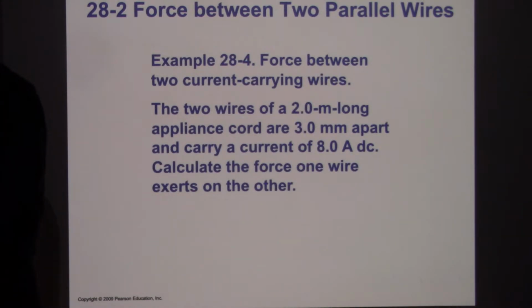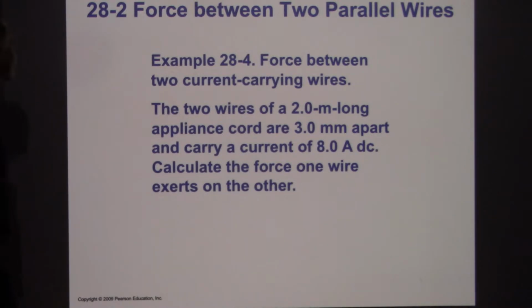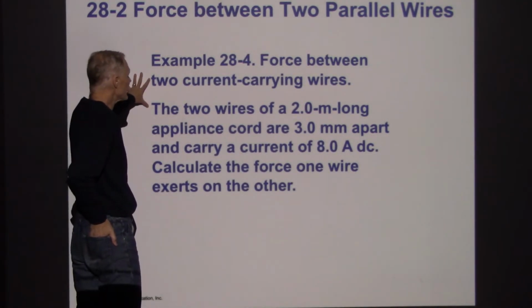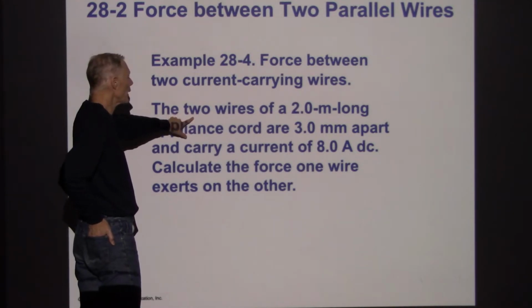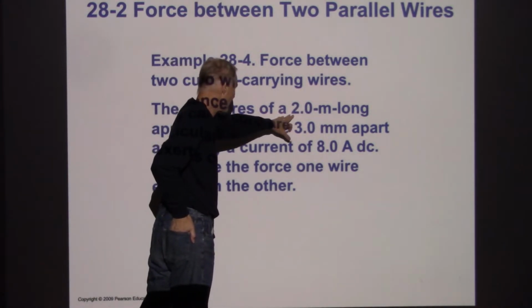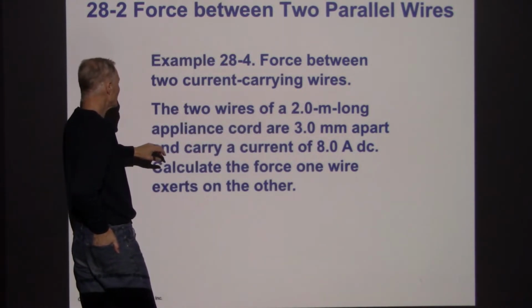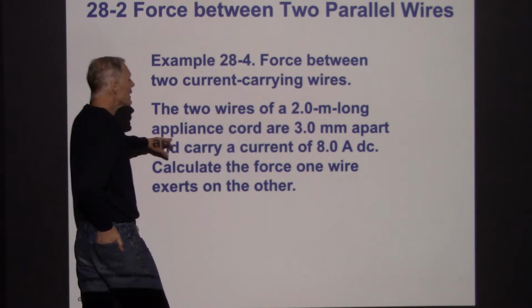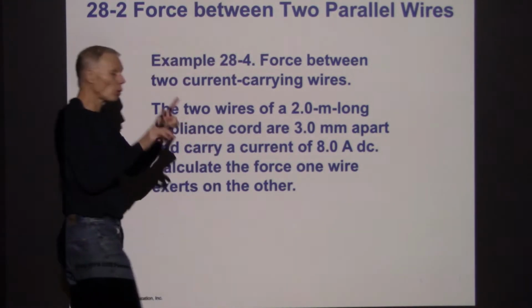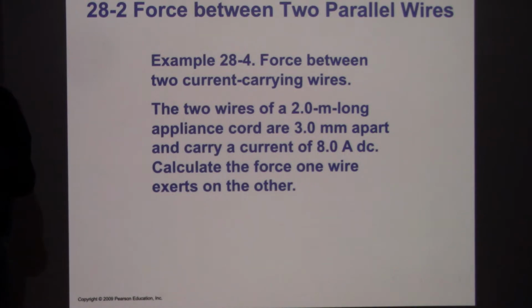Okay, so here's another example, very much the same thing. Force between two current-carrying wires. It says we've got 2 wires. It's only 2 meters of length, and it's in an appliance. And the wires are only 3 millimeters apart this time, so the wiring is going to be much closer than it was in those other examples.